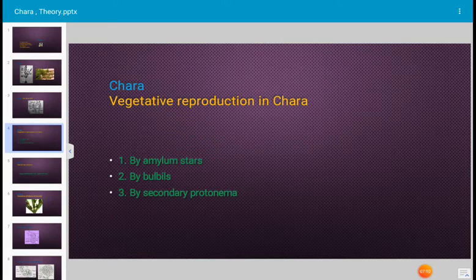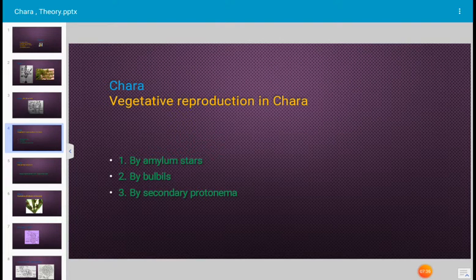Let us see vegetative reproduction by formation of bulbils. Bulbils are small outgrowths developed on the rhizoidal system of Chara, as well as on the lowermost nodal region of the plant. Such outgrowths are called bulbils. These bulbils detach from the parental plant and grow into a new plant in the presence of favorable environmental conditions.